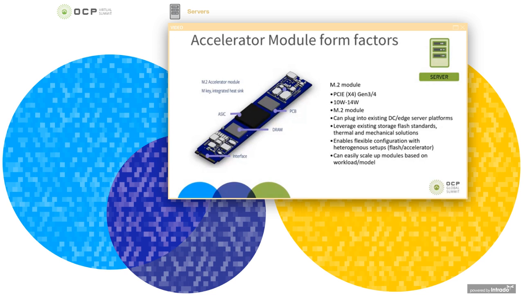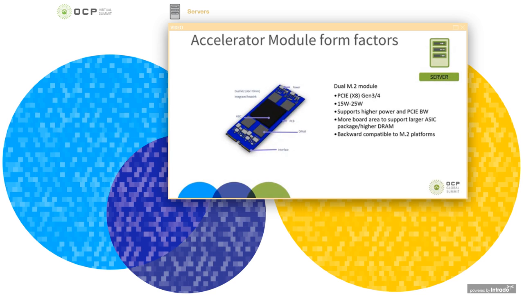However, the M.2 module form factor doesn't work for many other ASICs or many other applications we are targeting. So we defined a larger module called the dual M.2 form factor, which has two M.2 connectors side by side. This enables us to support higher power ASICs, which need more real estate, as well as more memory on the card. This module is backward compatible to the M.2 card, which means that the same platform can be used to support both modules, both from a mechanical and electrical perspective.